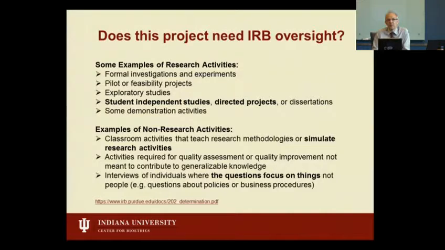Interestingly, Purdue IRB does give some examples of research activities and some non-research activities, which, while their determination of human subjects research I felt was pretty clear, I found this list confusing to some degree. So they are saying some examples of research activities, obviously formal investigations and experiments, but including also pilot or feasibility projects, exploratory studies, student independent studies, directed projects or dissertations, and some demonstration activities. I'm not sure how a demonstration activity becomes research generalizable knowledge. They don't explain it. That's exactly what they say.